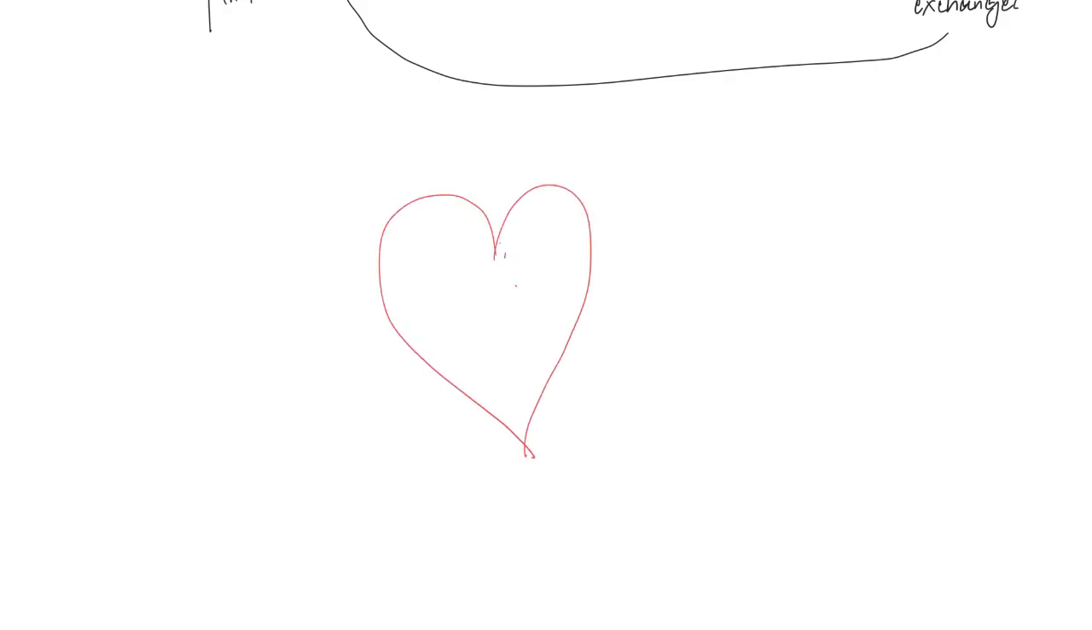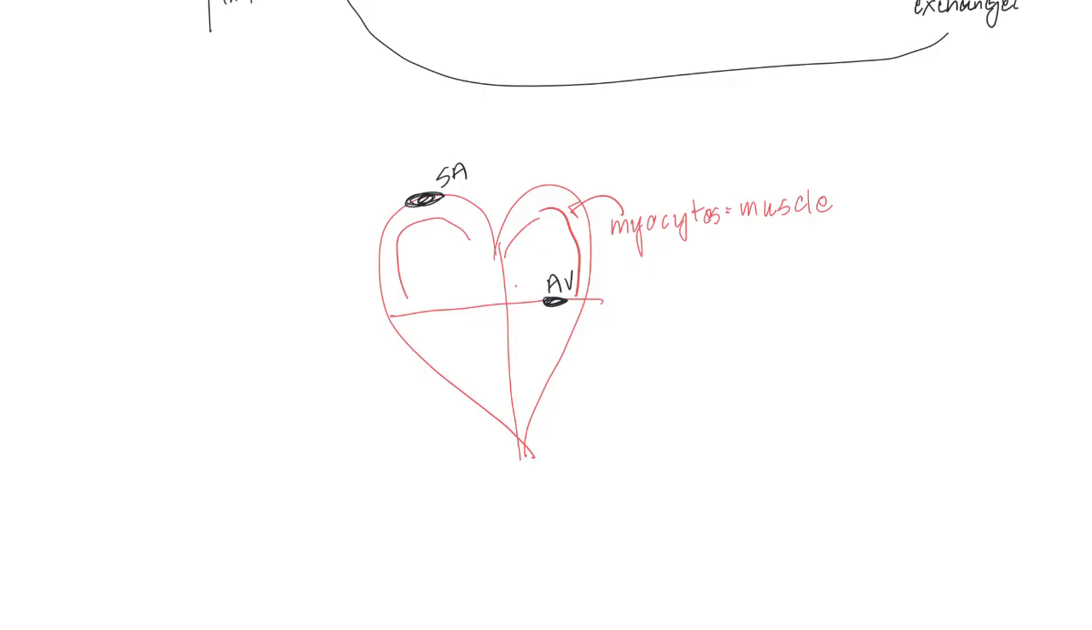So here's the heart. Of course, we have the atrium and the ventricles. We have the SA node up here, and we have the AV node down here. So the myocytes, as the name implies, live in the muscle. These are the contracting cells. They are throughout the myocardium. So here's the muscle layer of the heart. That's where they are. They're throughout the myocardium and the atrium and the ventricles. And they generate force. They pump blood.